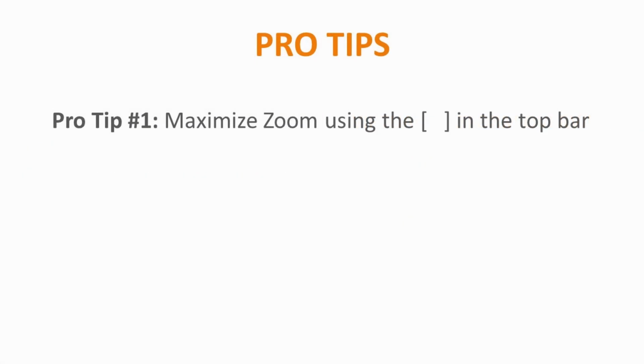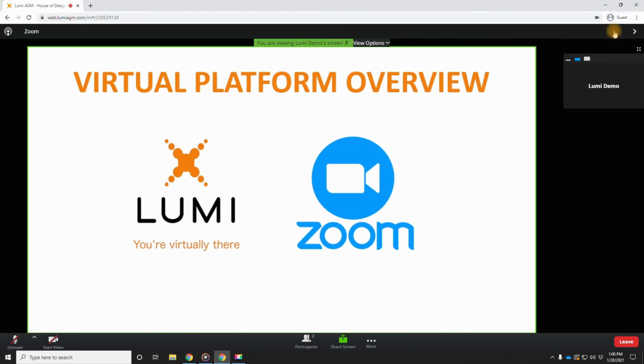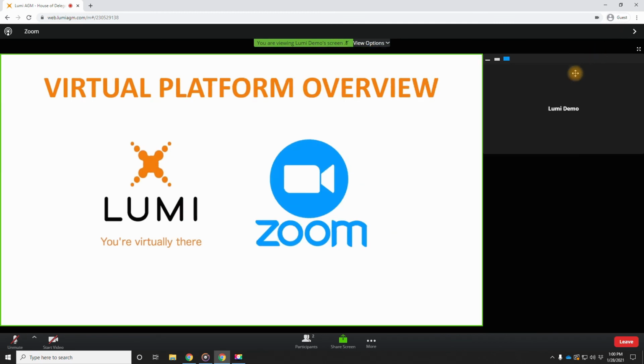Here are 2 pro tips. Pro tip number 1. Maximize Zoom using the Maximize icon in the top bar. The Zoom panel can be maximized by clicking on the Maximize icon in the top bar. This can be helpful when viewing small text that you would like to view in a larger window or to view a presenter's camera when graphics are also being displayed. To go back to a normal view, simply click the navigation bar again.